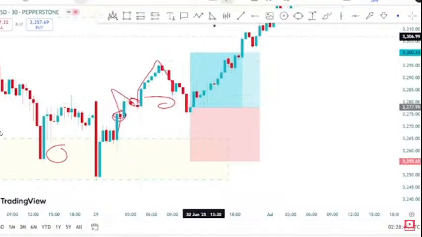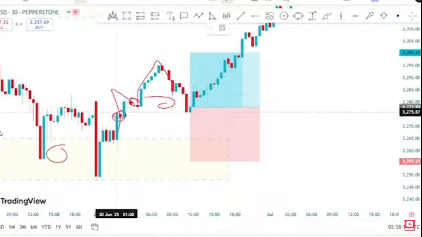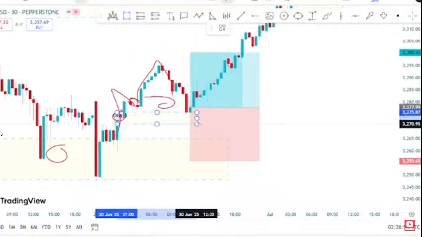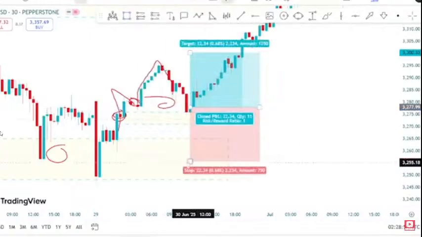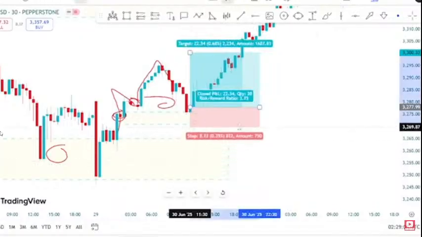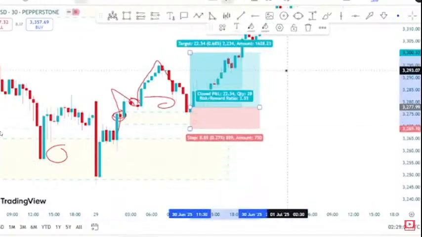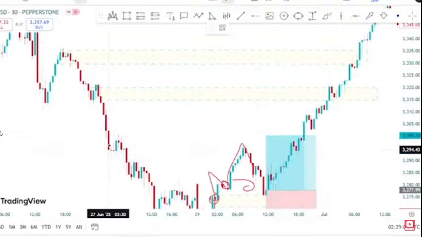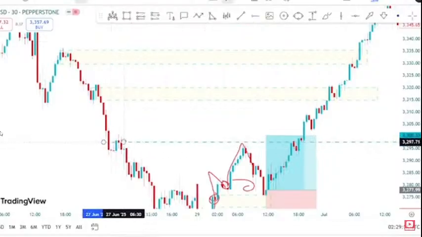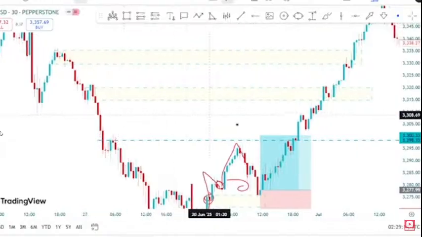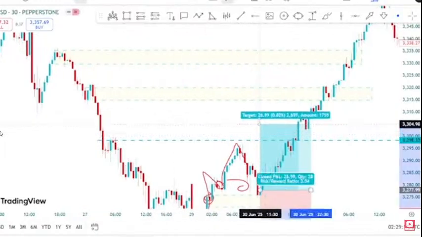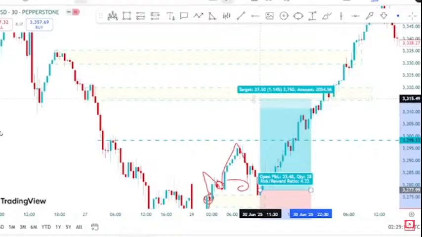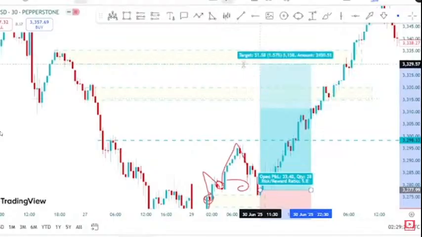Because we had this area, this one, as a demand. Then the stop loss was from this area, anticipating the market to move up. First TP was from this area. Those are areas where you can secure some profit. So the second TP, as the target, was also from this area. Then the last target was from this area.